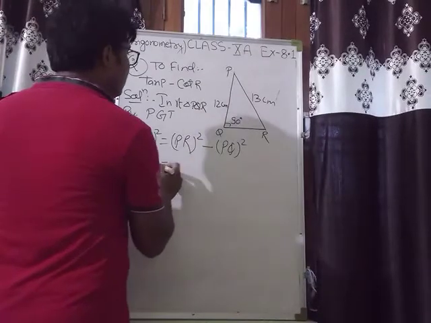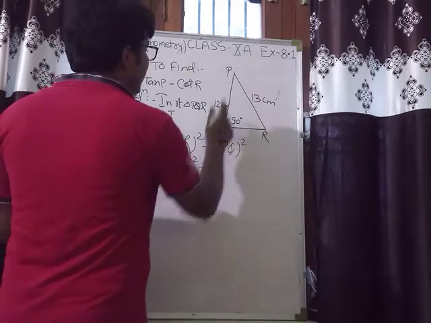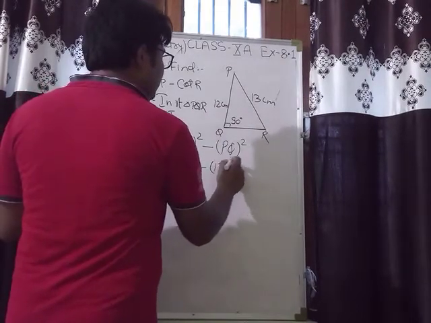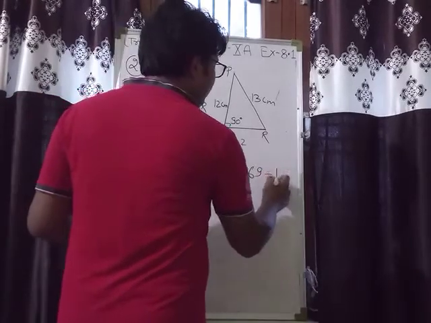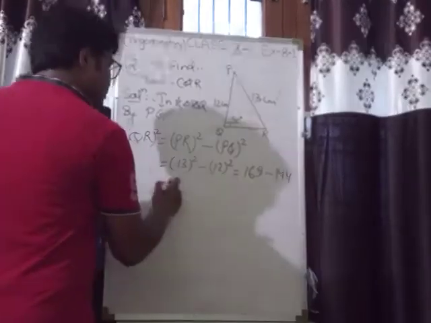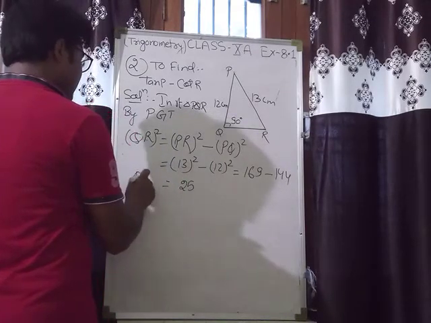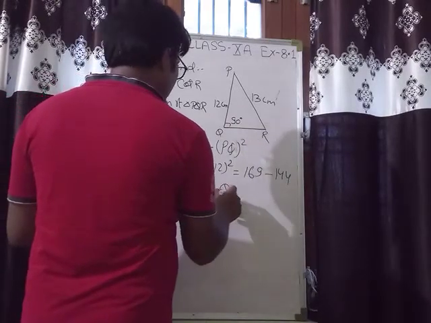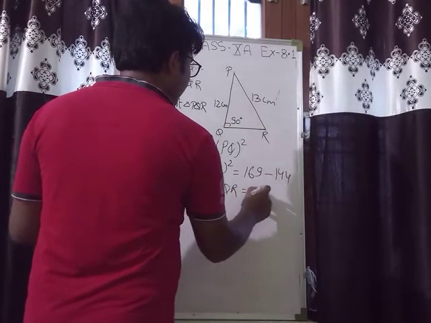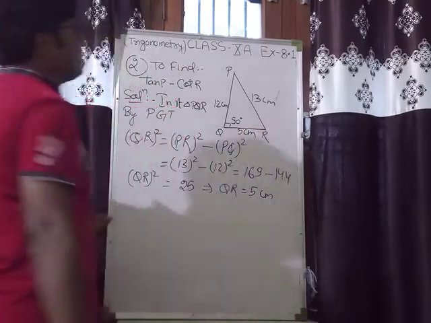So that will be 13 square minus 12 square. And 13 square is 169, minus 12 square is 144. So it will be 25. So QR square is 25. Clearly QR will be 5 centimeters. So the measurement of this QR is 5 centimeters.